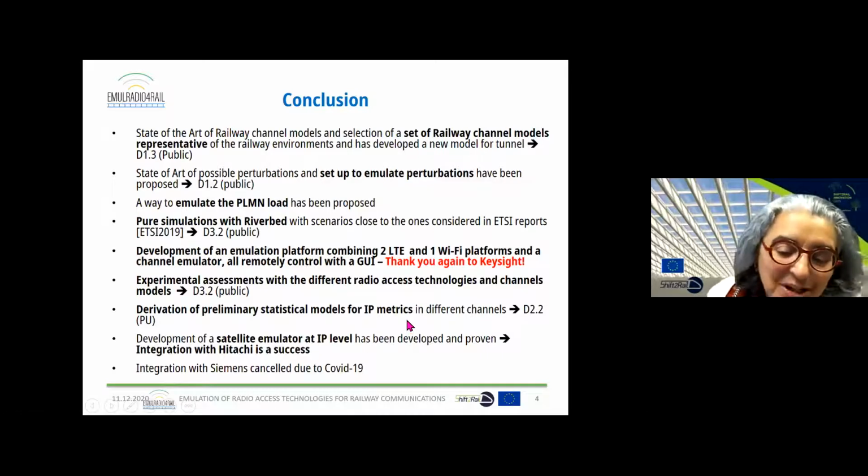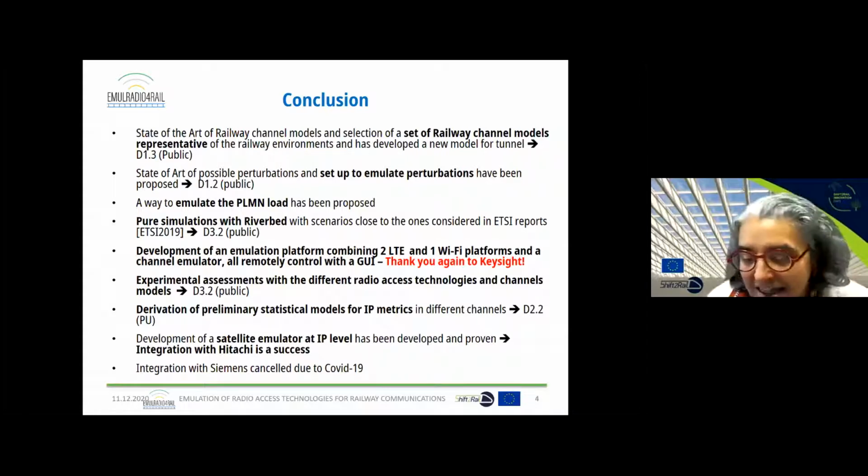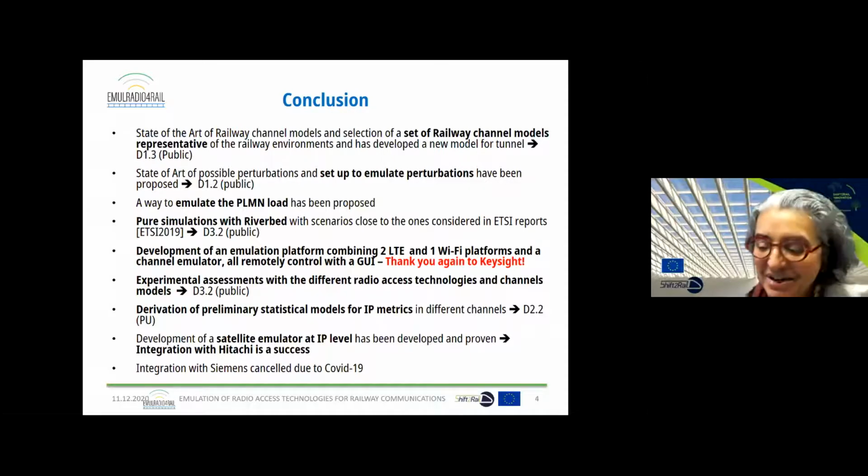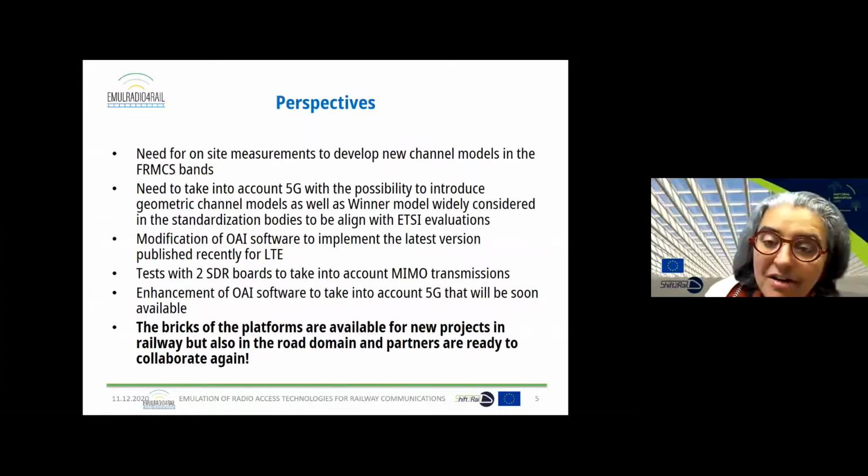Until the last moment, we hoped that we could travel to Siemens. Everything was ready. We had the plan of the lab of Siemens and so on. We organized everything. And at the end, the lockdown everywhere in Europe came. So we have a lot of perspectives.